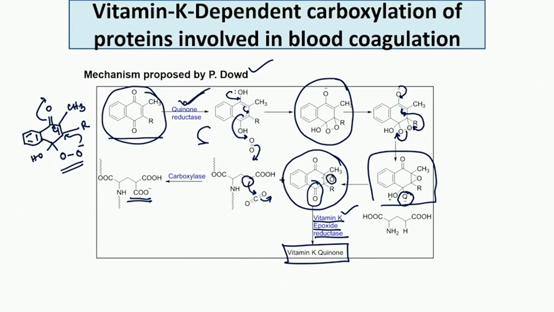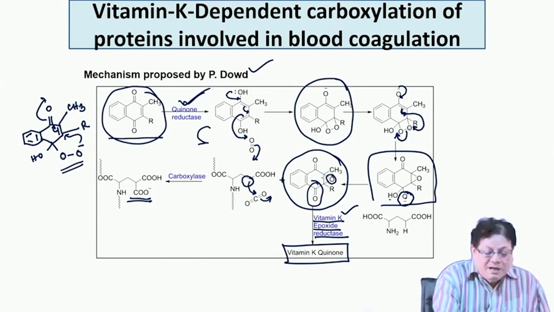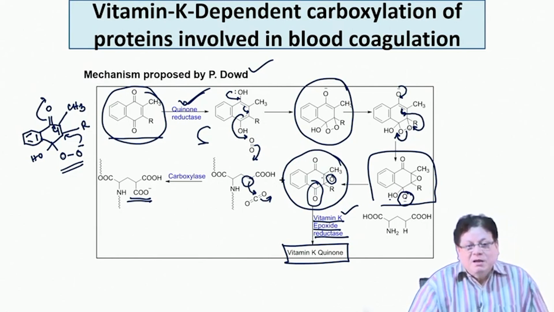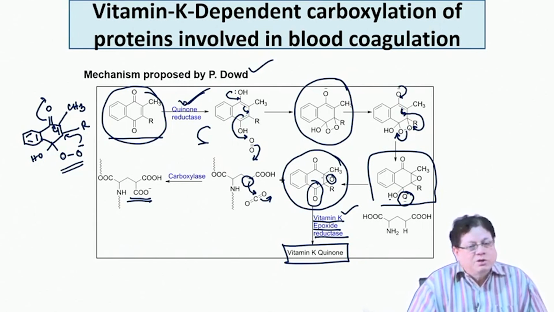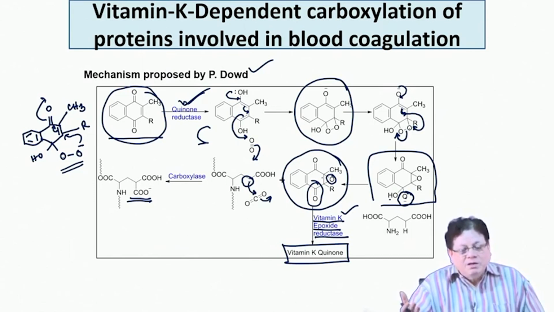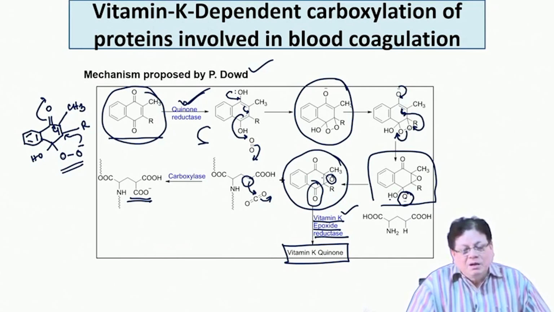This is a very important enzyme, because if it is inhibited, then your next cycle of reactions will not take place, and that will affect the formation of matured prothrombin. Affecting matured prothrombin is a problem, because if it is immature prothrombin, it will not be converted to thrombin, and if there is no thrombin, then fibrin cannot be formed from fibrinogen.